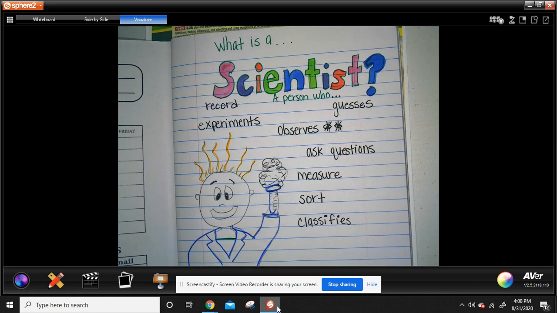Okay, for the science portion, I had the students draw a scientist of their choice. It doesn't matter if it's a girl or boy. And I had them write down some words that would describe what a scientist does or could be doing, right? Well, what is a scientist?